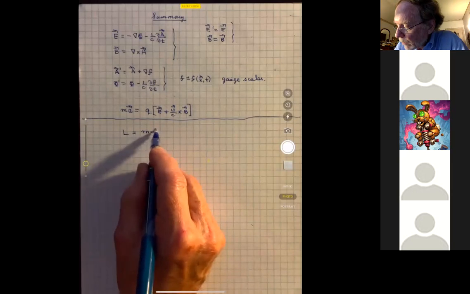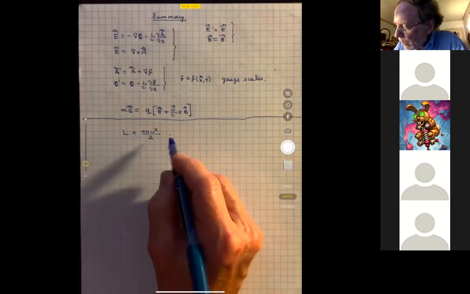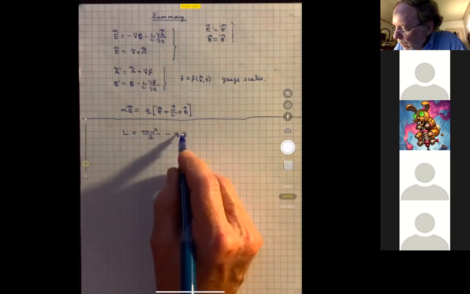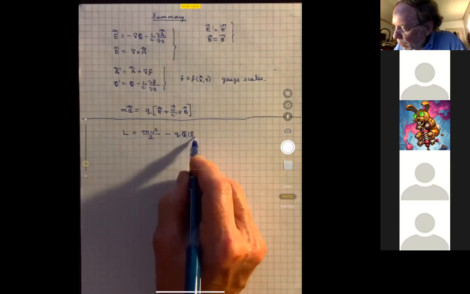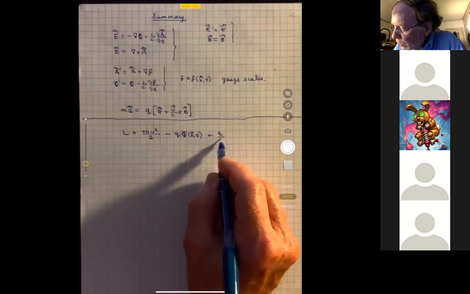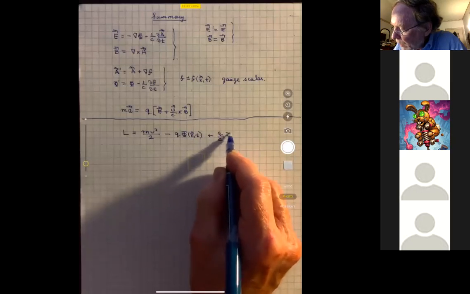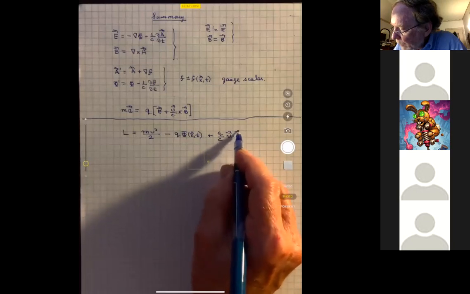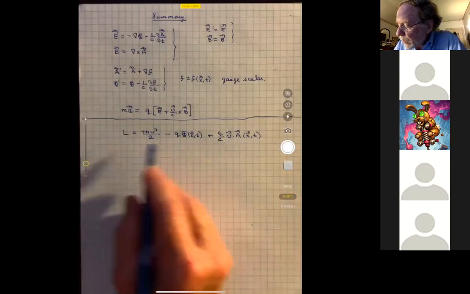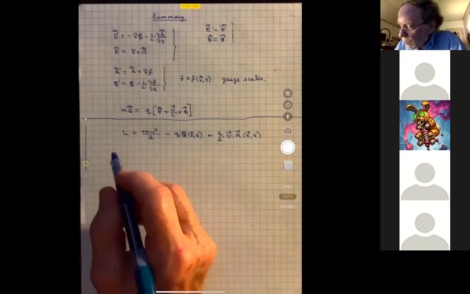It's mv squared over 2, which is, of course, the kinetic energy, minus the potential energy, which is the charge q times capital phi, which is allowed to be a function of position and time. And if there's a magnetic field, there's another term, which is q over c times the velocity v dotted into the vector potential A, which is also allowed to be a function of x and time. So the Lagrangian has to be expressed in terms of the potentials.